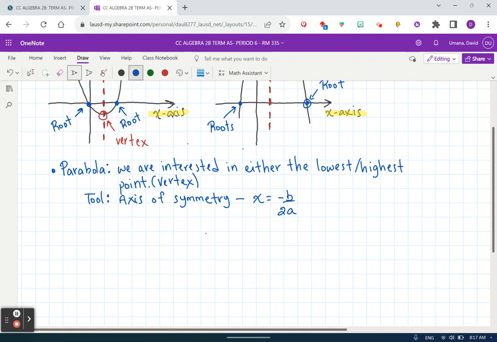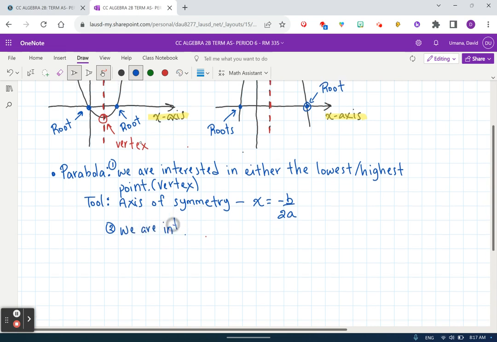So the second thing I need for my parabola, I think I can call this part here number one. So let's call this part here number two. We are interested in the roots.